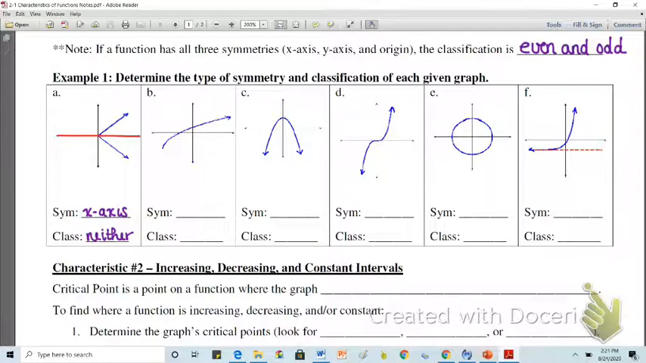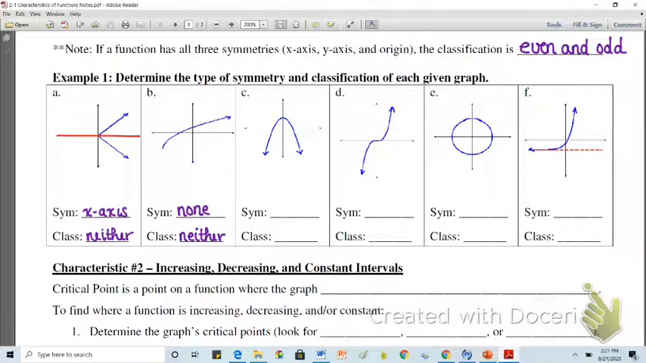The next one, there is no possible way to fold this in half or turn it 180 degrees so that the two parts will match up exactly. So this is not symmetric. So for symmetry, we'll write none. It still has a classification, and it is neither.